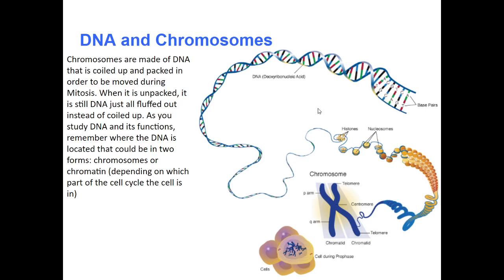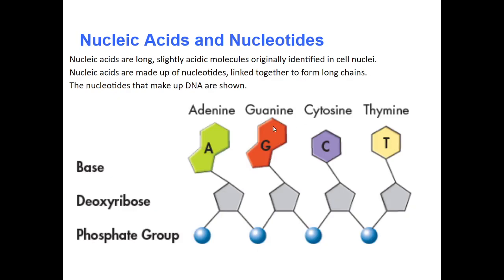Now, remember, polymers are made of monomers. Well, here's four of the monomers. There's actually a fifth one that's found only in RNA. It actually replaces thymine, but we're going to talk about that later on. So the four monomers that make up DNA are guanine, cytosine, adenine, and thymine.